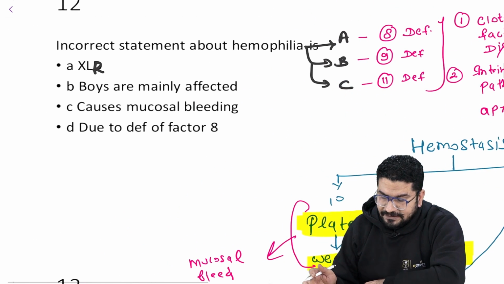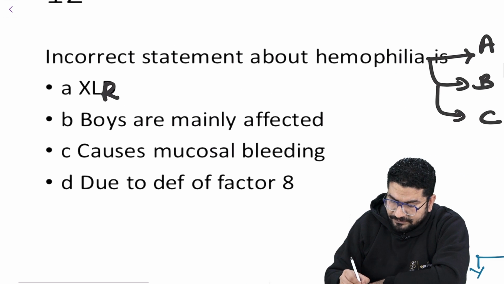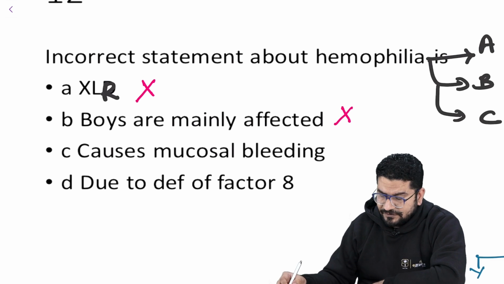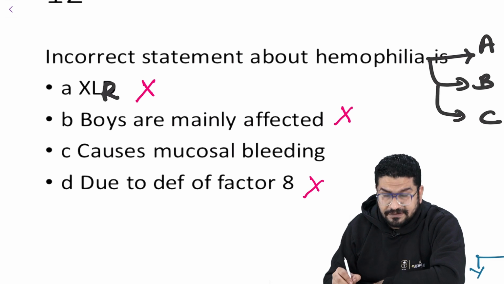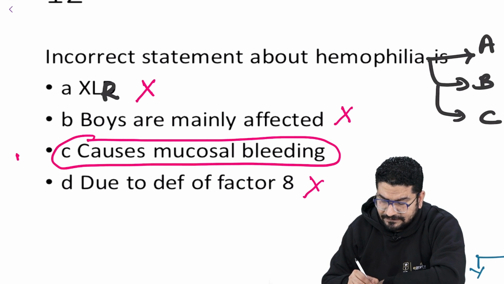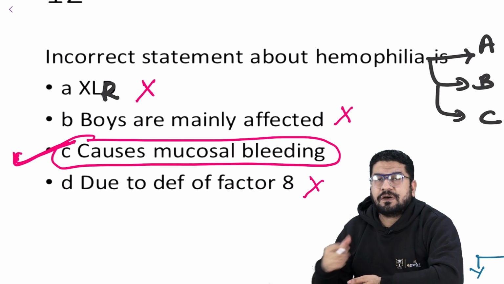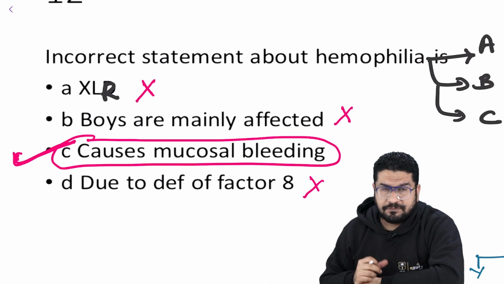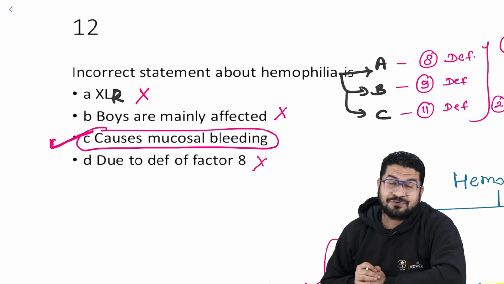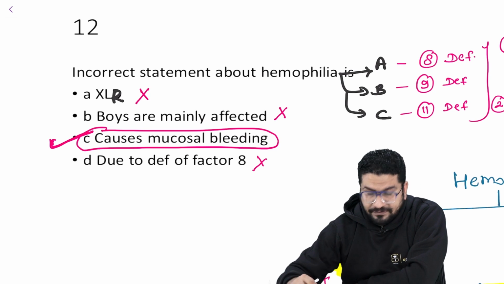So understand, hemophilia is an X-linked recessive condition. That is why it affects boys. It is a deficiency of factor 8, true. This is not a disorder of primary hemostasis, it's a disorder of secondary hemostasis. So it will not cause mucosal bleed. Instead it will cause hemarthrosis, or it can cause muscle bleed or joint bleed. Clear? Again, a good question they have asked in the exam. So you have to rule out all the choices. That is very, very important. So this is about hemophilia.